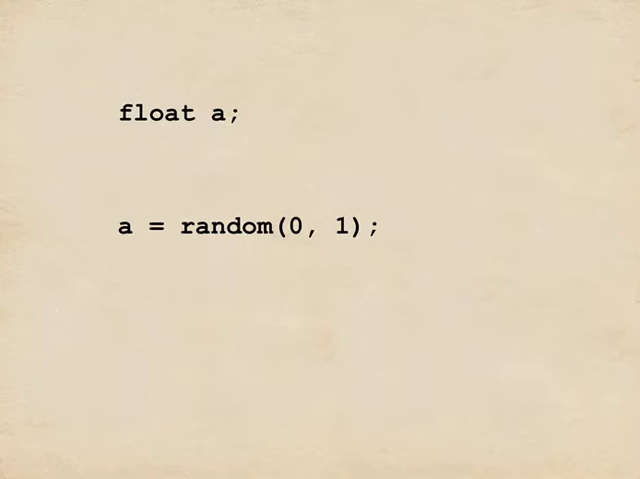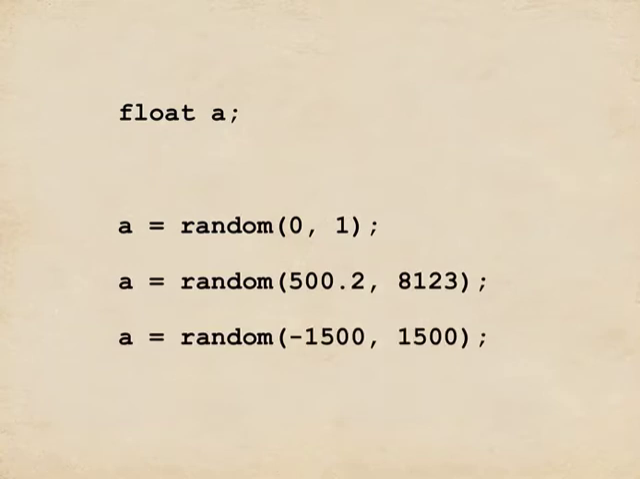We can hand random any two numbers, 500.2, 8,123. We can hand it negative numbers, negative 1,500 to positive 1,500. It doesn't matter, you'll get back a number in that range. The key thing you have to remember, though, is the first number has to be smaller than the second one. That's really kind of unfortunate, but that's the way it is. So remember, the first number has to be smaller than the second, and you will get back an unpredictable number somewhere in that range.